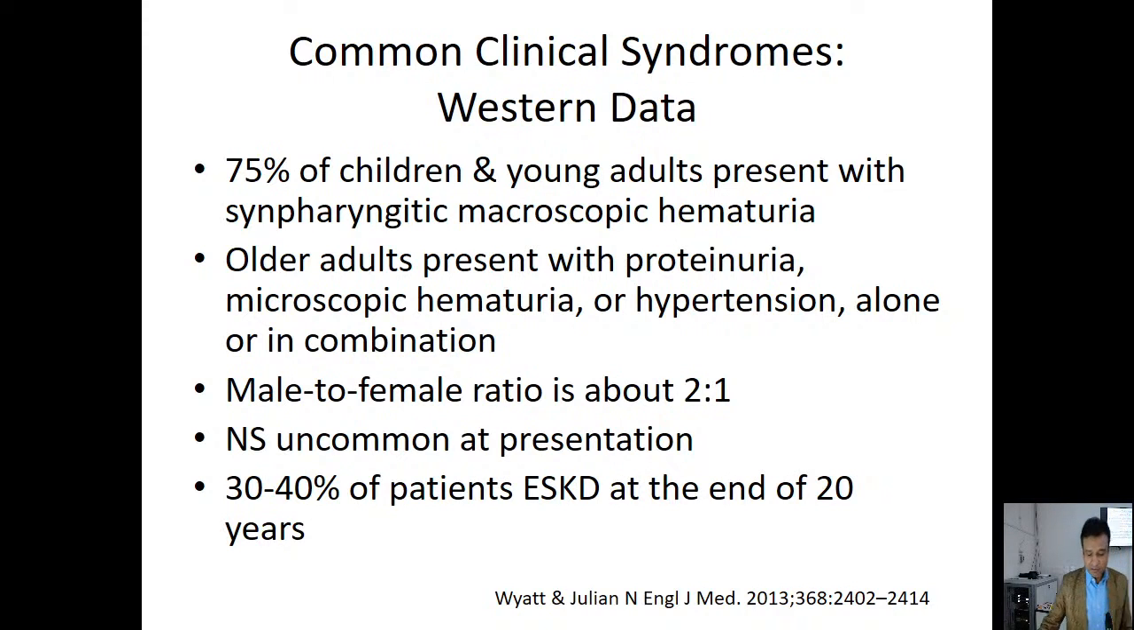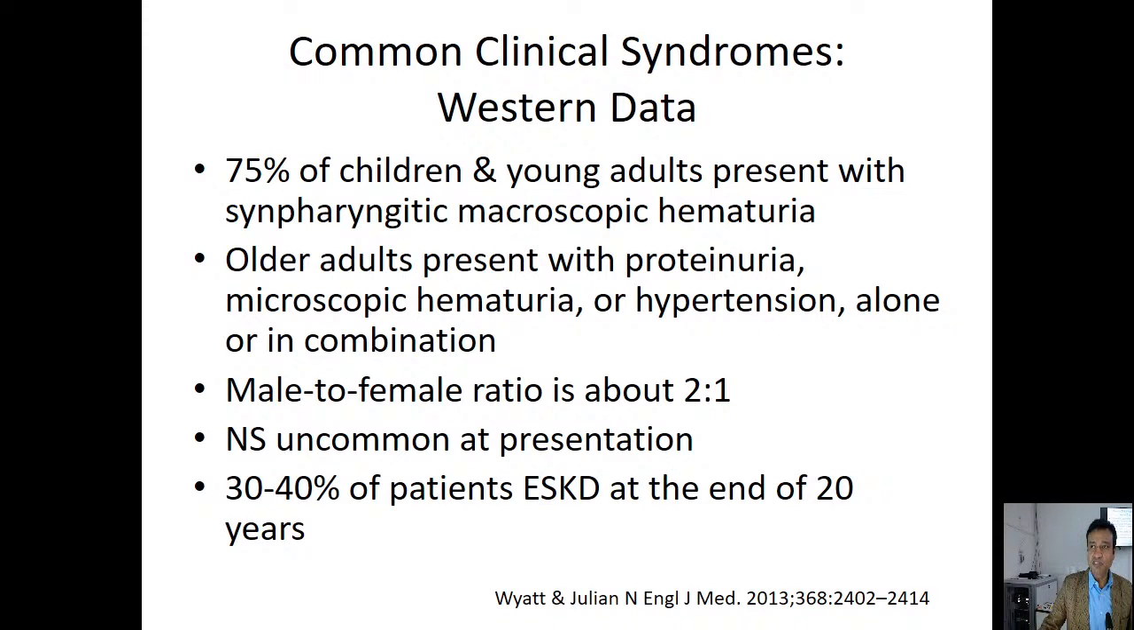So what is the data from the Western countries? Well, two-thirds of the children and young adults would present with the classic synpharyngitic macroscopic hematuria. Older adults would present with a mix and match of proteinuria, microscopic hematuria, or hypertension. 2:1 is the male to female ratio, and nephrotic syndrome per se is an uncommon presentation of IgA nephropathy.